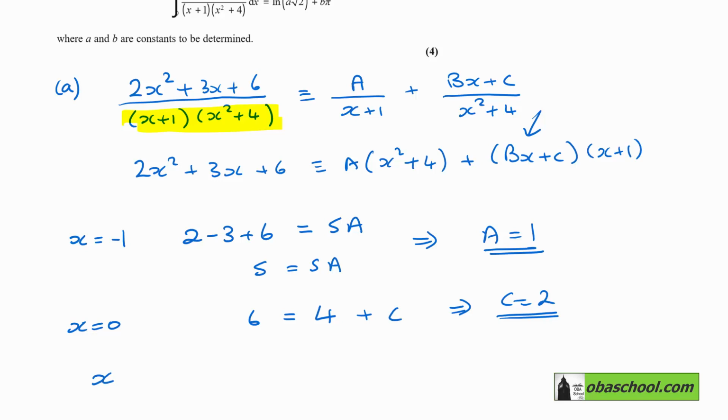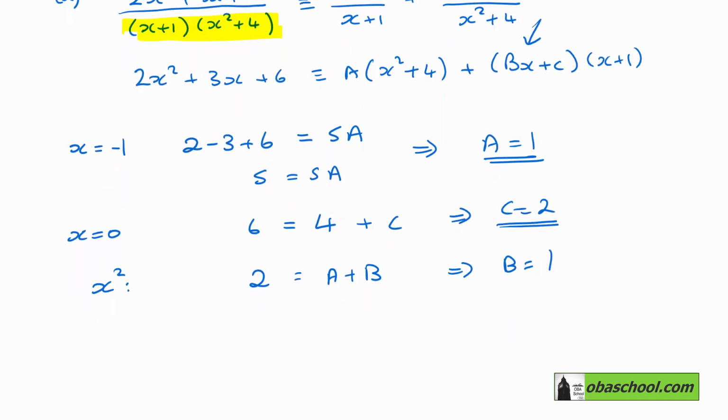And then I'm going to look at coefficients of x squared. So on the left-hand side, we get 2. On the right-hand side, we get A plus B. We know that A is equal to 1, so that tells us that B is 1. And therefore, what we get is 1 over x plus 1 plus (x plus 2) over x squared plus 4.